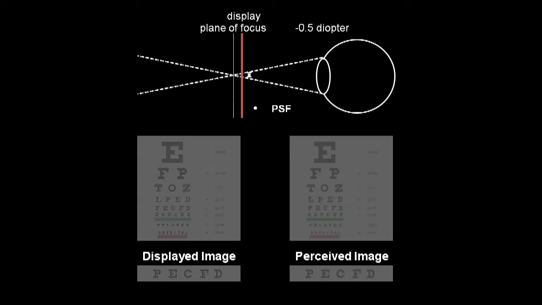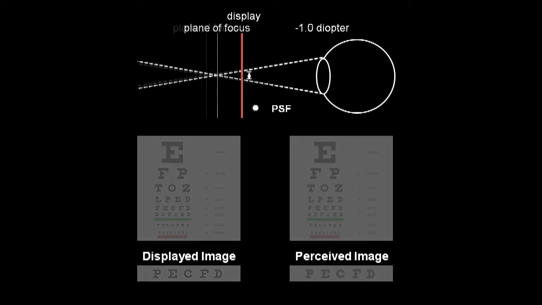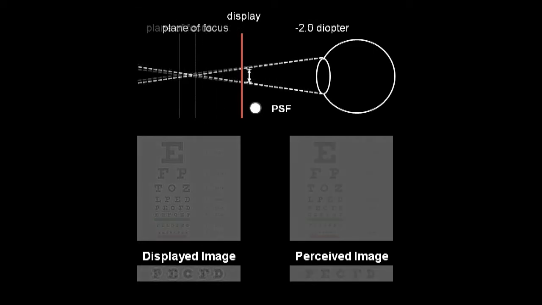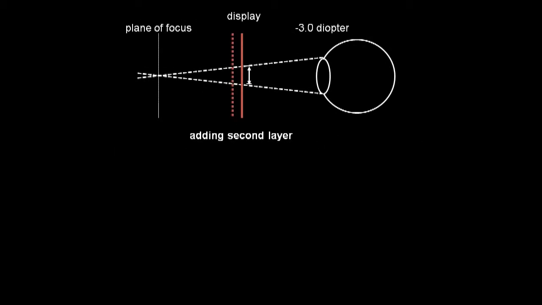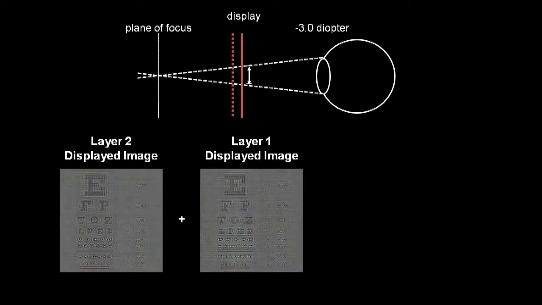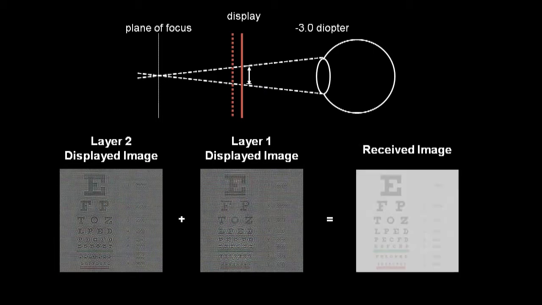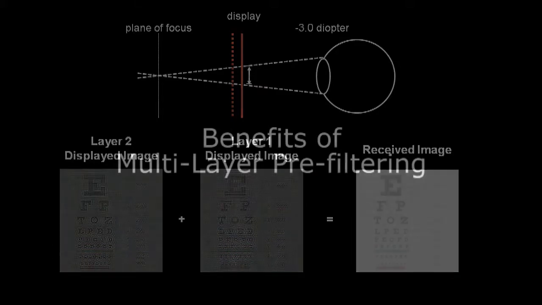In prior work, a pre-filtered image is displayed to correct for defocus. This image is produced by deconvolving the original image by the point spread function. While restoring sharp vision, contrast is significantly reduced. We address this limitation by introducing a multi-layer pre-filtering framework. With the addition of a second layer, we show that multi-layer deconvolution can similarly restore sharp vision, but with significantly improved contrast. In practice, only a small gap is required between the layers.